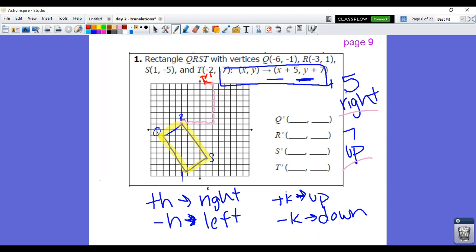Now again, we're labeling that point R prime because it is going to be a different location than our original R. Now where is that? So we're taking our R and we're basically doing the operations. So we're doing x plus 5. Our x is our negative 3. So negative 3 plus 5, that gets me to 2.